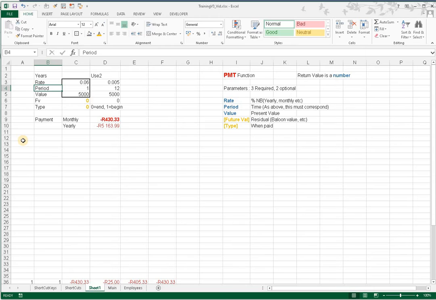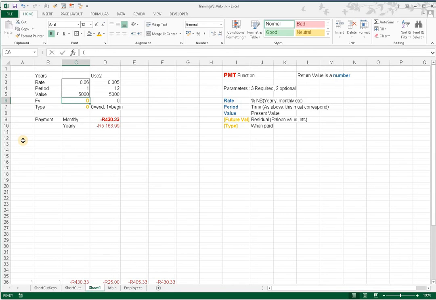The period that I'm borrowing this money for is 1 year. And the same as with the rate, 1 year is actually 12 months, so I have to take that 1 year and multiply it by 12. So if I make this 2 years, I would borrow it over a period of 24 months. I'm leaving it at 1. The value that I'm borrowing is 5,000 units, Rand in my case, could be dollars, euros, wherever you are in the region that you live. The last 2, future value and type, I have left blank.